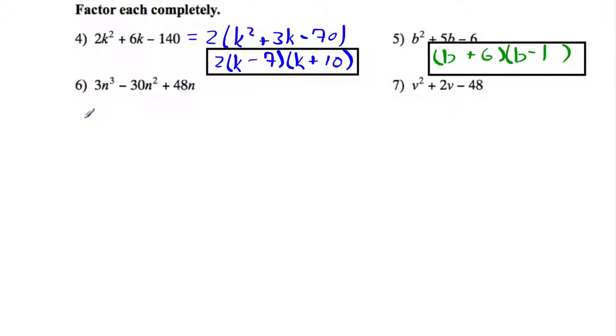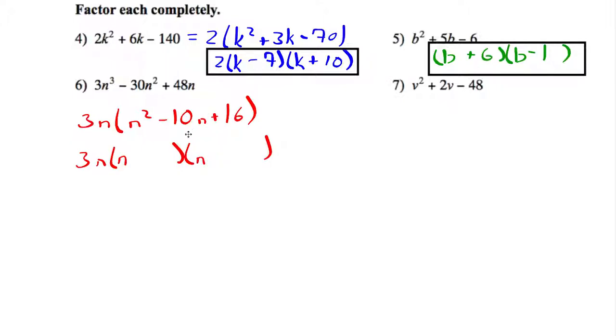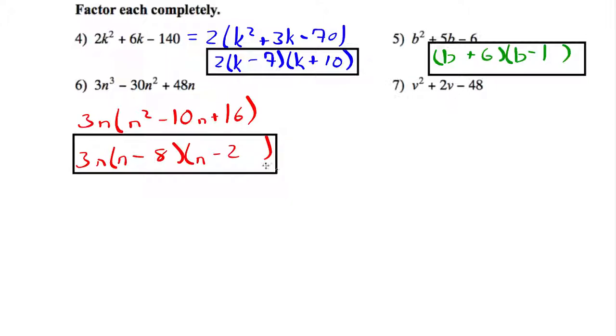The next one, we can pull out a greatest common factor again. So that's going to be actually 3n this time. And now I get n squared minus 10n plus 16. So I need two factors of 16 that combine to get a negative 10. Well, because this last term is positive, it means these two signs will be the same. And because this is negative, it means they'll both be negative. Well, 16 is 8 times 2. So my answer is 3 times n minus 8 times n minus 2.